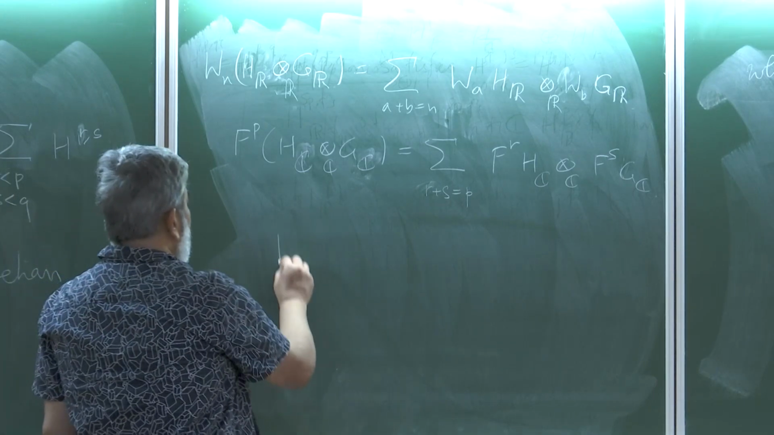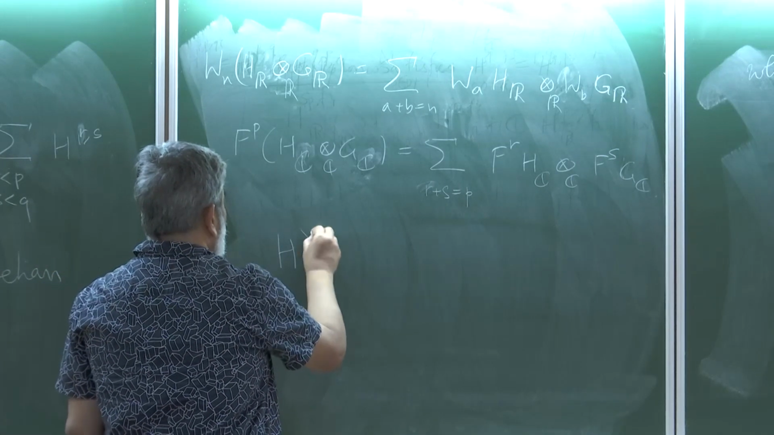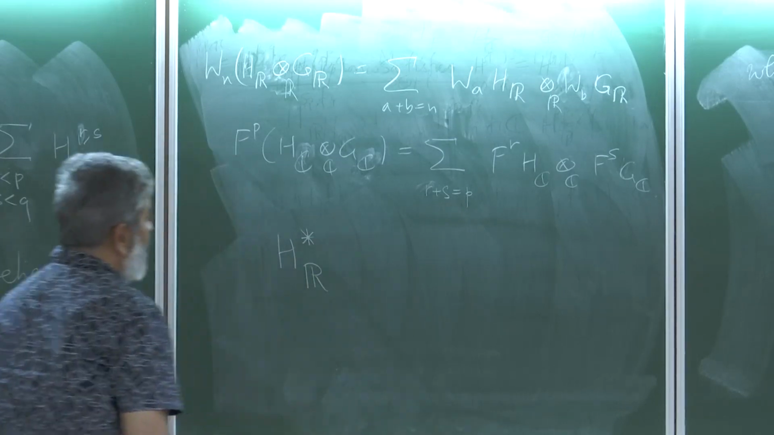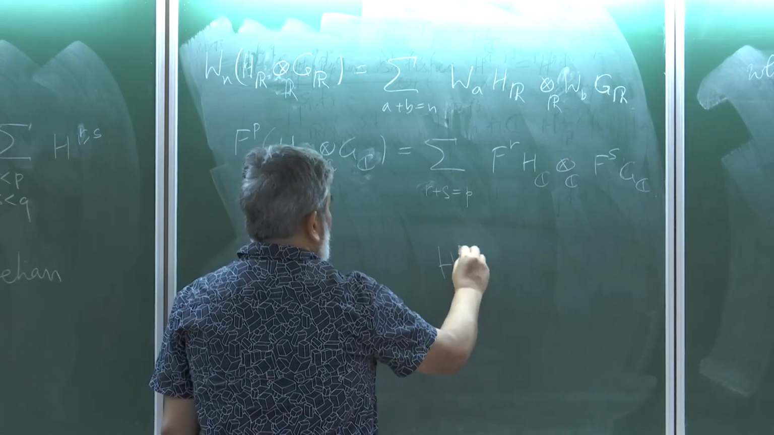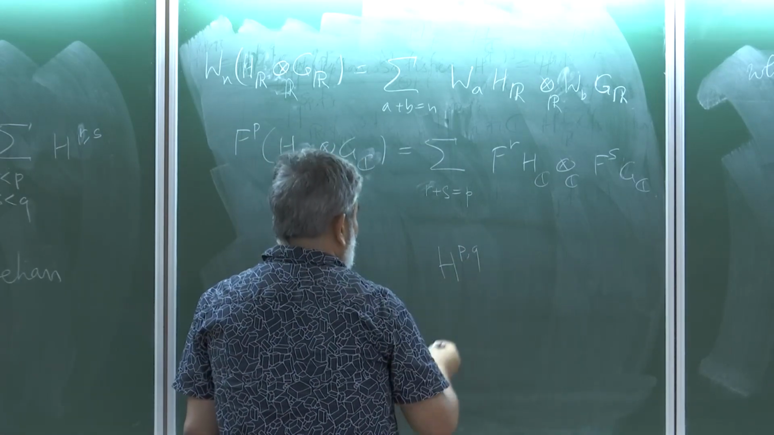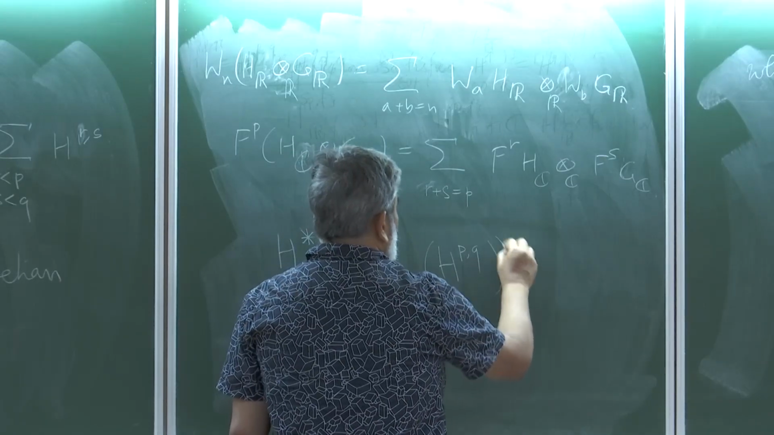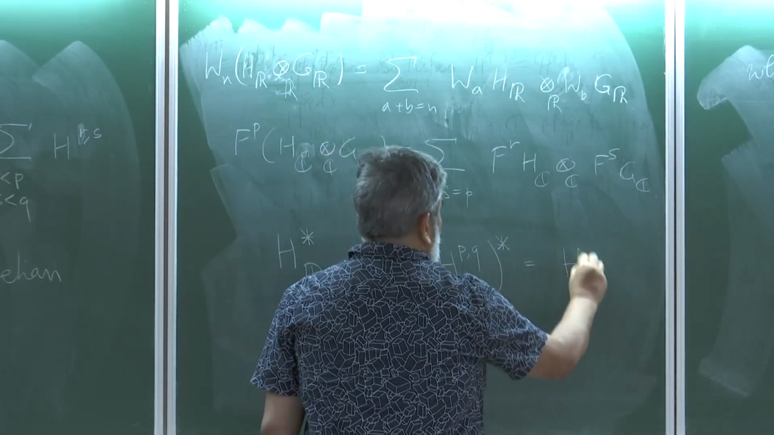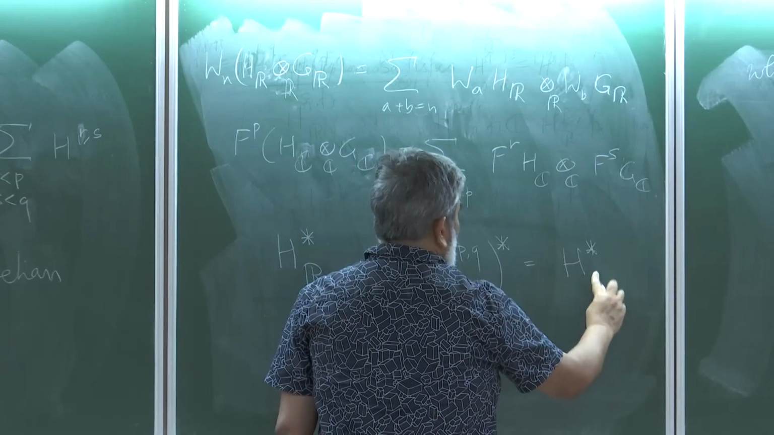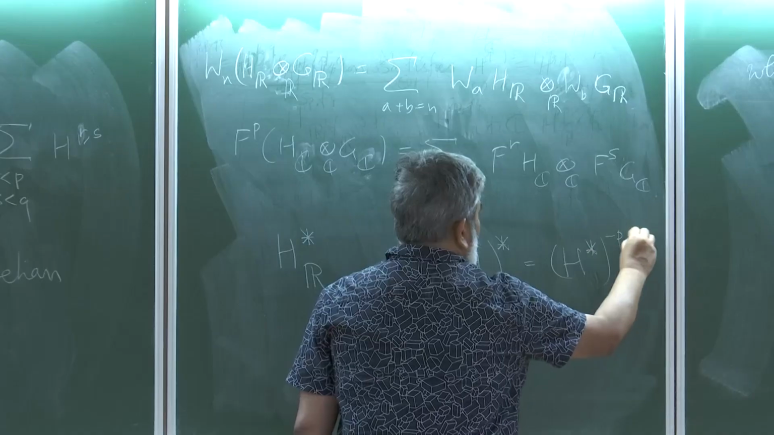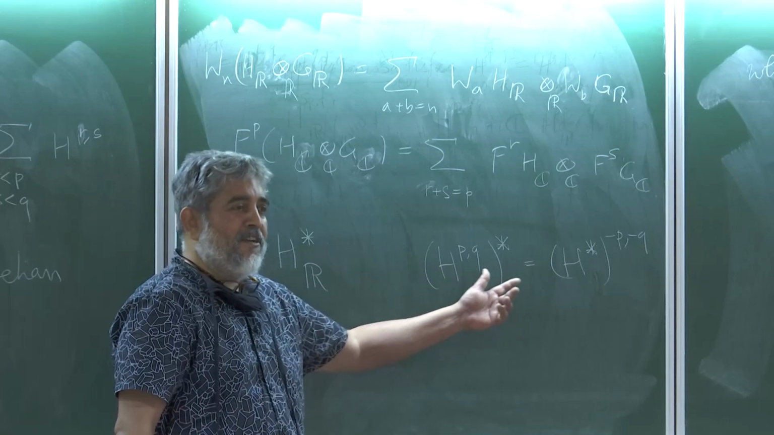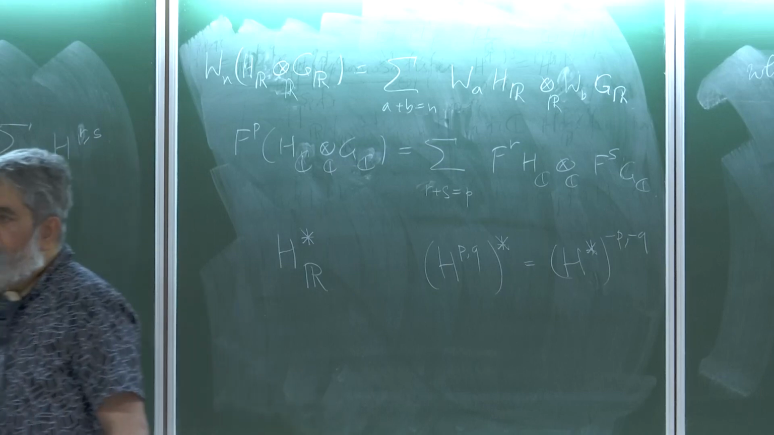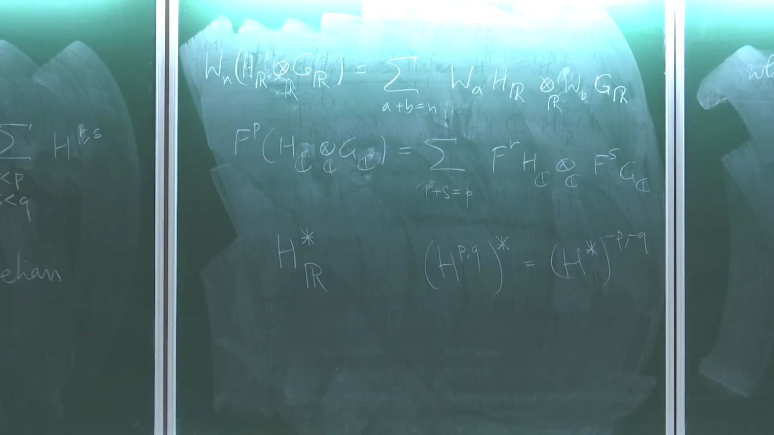So you can take H_R star, right, and define H^{p,q} bar, whatever. The only thing is you have to put signs. If you do it correctly, then this gives the correct filtration. Just negate all the signs, okay, and then check that. This gives the notion of dual.